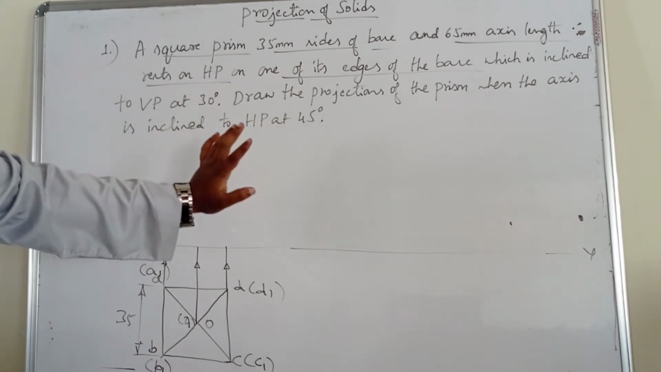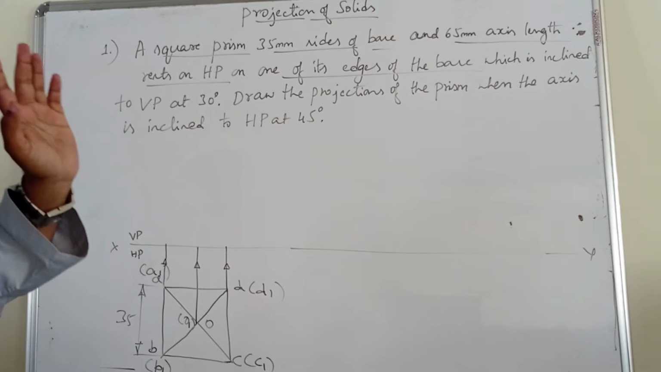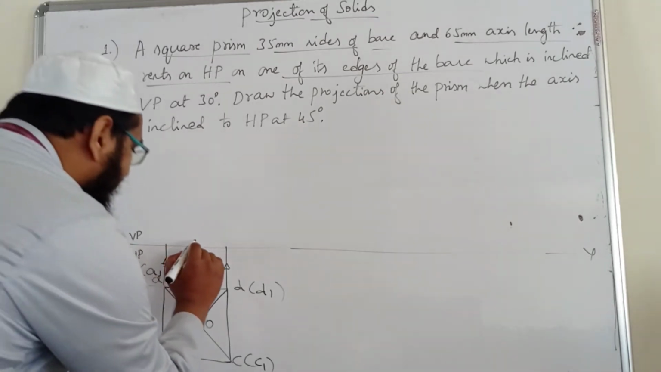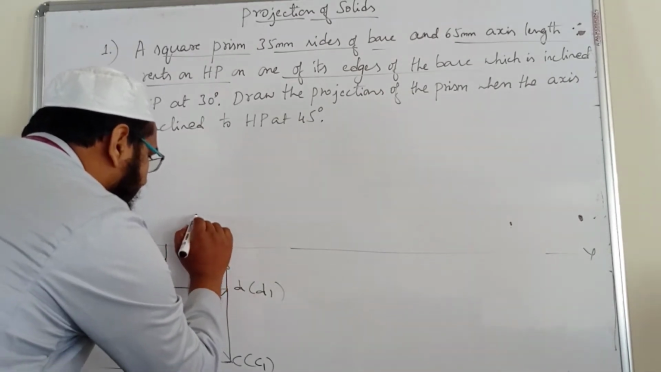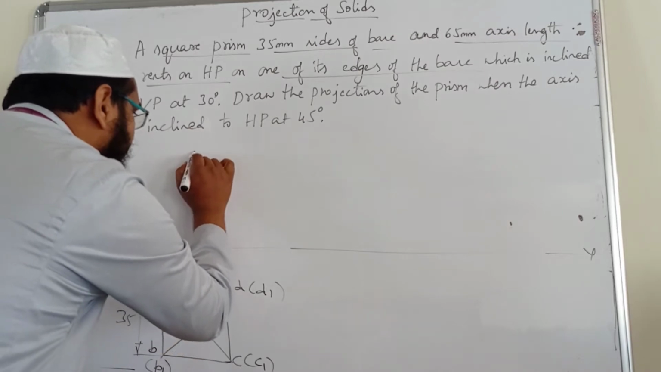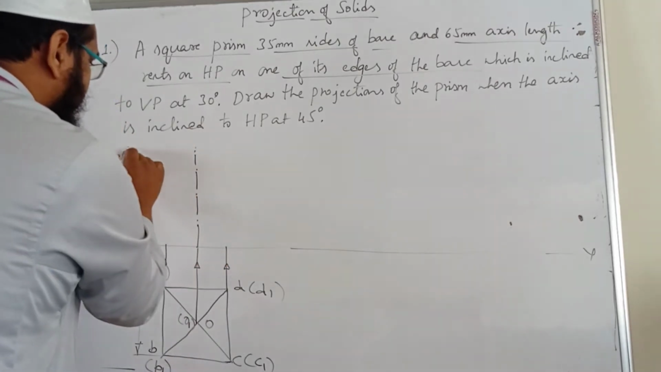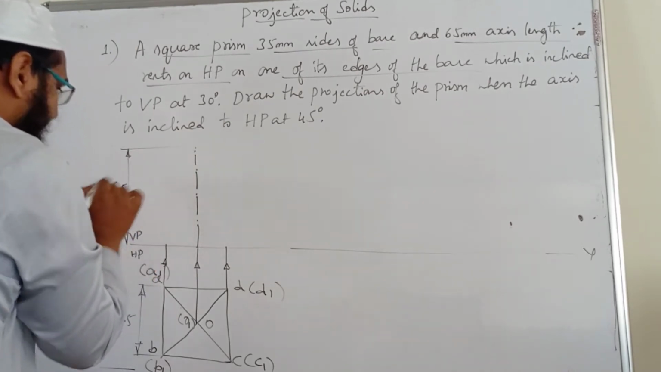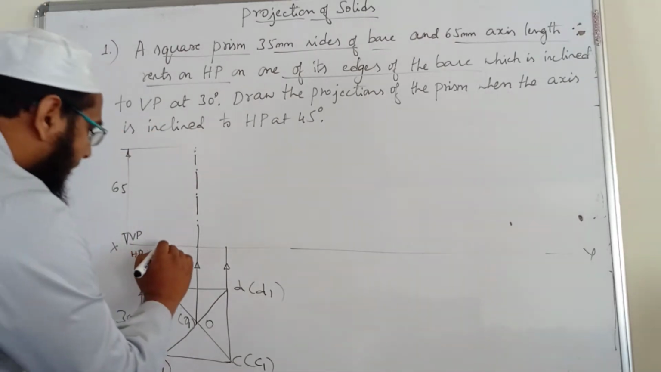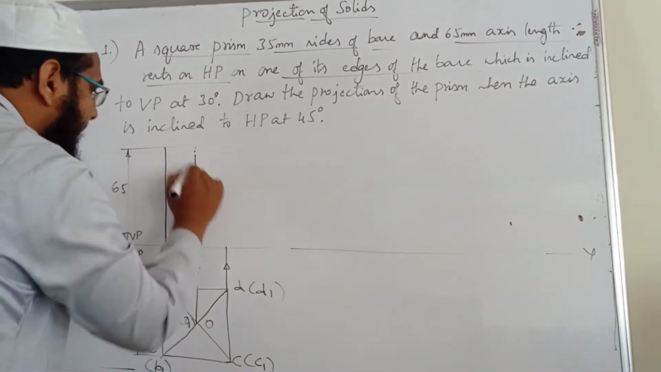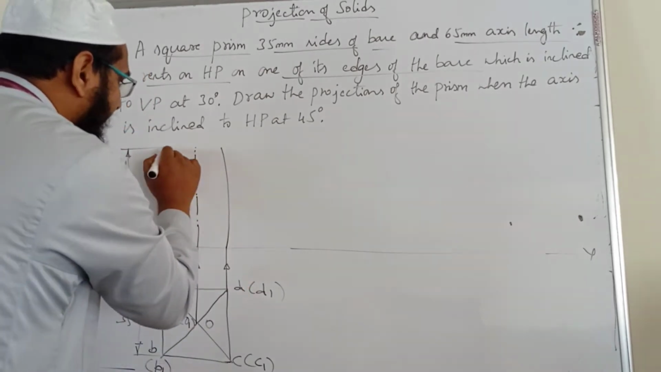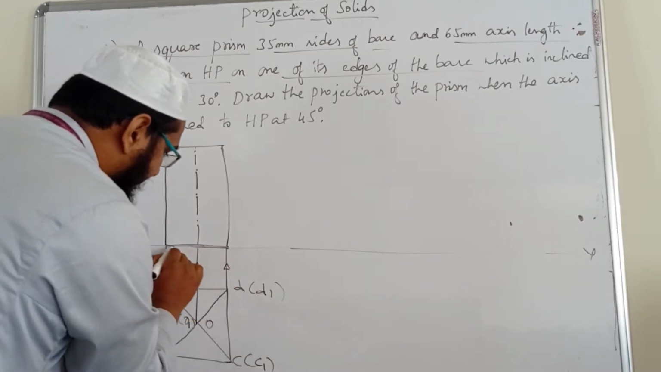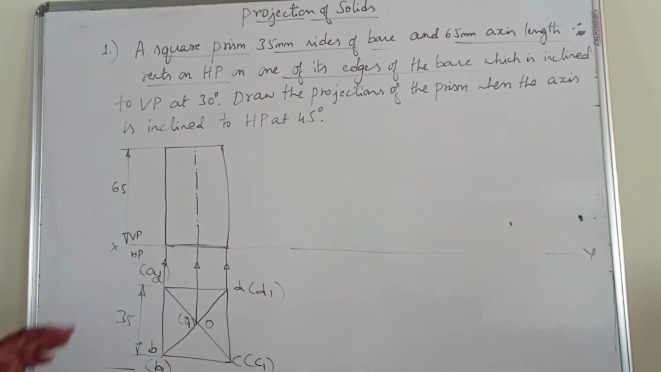We know that the front view is a rectangle here. So remember it: the front view of a prism in the first position is always a rectangle. First I am drawing an axis line, which has a dimension of 65 mm. Using this axis length, I am going to construct the rectangle. So in the front view we get a rectangle. Now we have to write the notation.